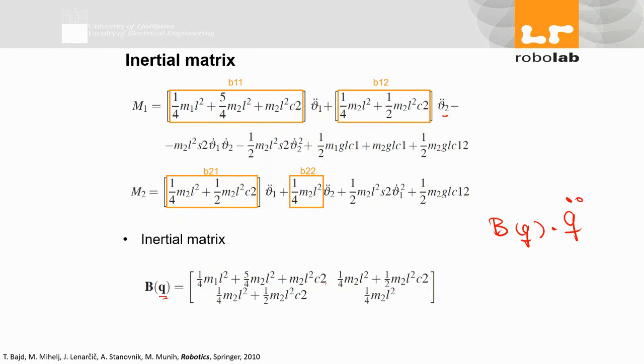Why B(Q)? Because it's a function of Q, a function of angle. How do I know? Do you see any theta here? Do you see any theta in B? There's no theta. Do you see any theta in this matrix? Is there any theta? I said a function of Q, theta. Is there any theta? You don't see any theta.